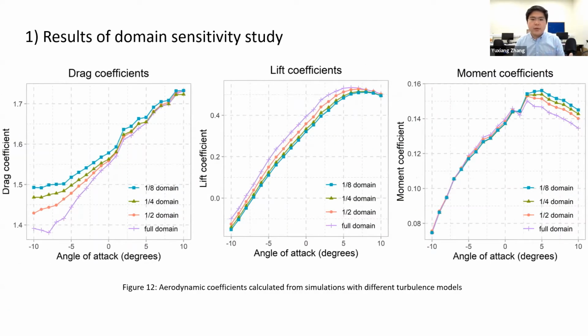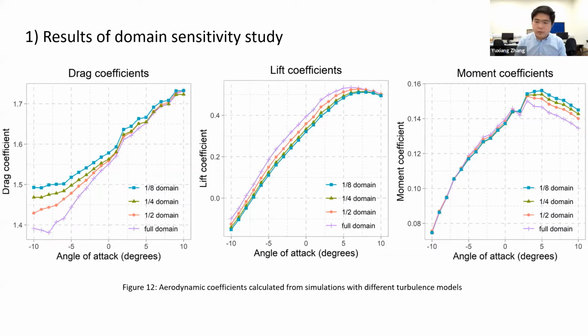Now let's look at the results of the domain sensitivity study as mentioned. Firstly, the length of the domain has an almost negligible effect on cases with small angles of attack, but a moderate effect on cases with large angles. As for drag coefficients, when the angle increases from 0 degrees to -10 degrees, the difference among different domain lengths is amplified. For lift coefficients, such difference is almost constant among different domain lengths.